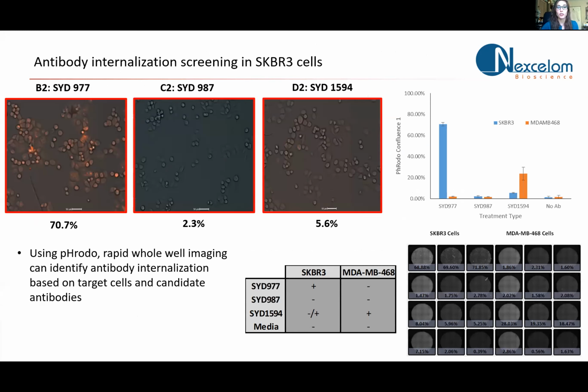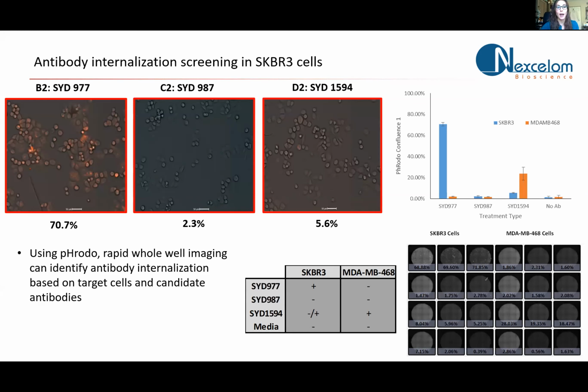So another functional antibody assay you can employ is antibody internalization. So we use pHrodo here as a probe, which is obviously going to fluoresce red in the acidified lysosome of a cell that has internalized that antibody of interest. We have a few different test cells here to monitor uptake. So we've scored these potential targets based on positive or negative uptake. You can see some images here with the different antibody that we tested.